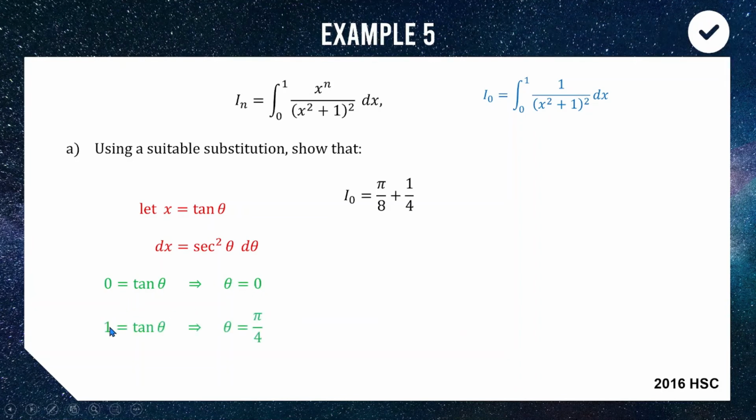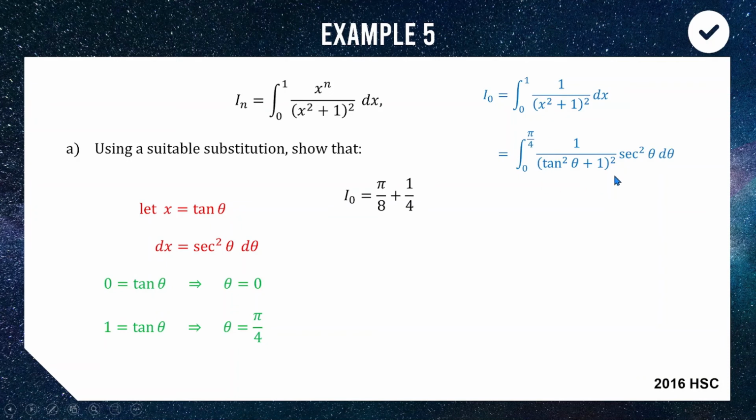When x is equal to 1, tan theta equals 1. The first solution for this is 45 degrees, aka pi on 4 radians. So our two limits are changing from 0 and 1 to 0 and pi on 4. Our dx is changing to sec squared d theta, and our x squared is going to turn into a tan squared. So let's see what that looks like.